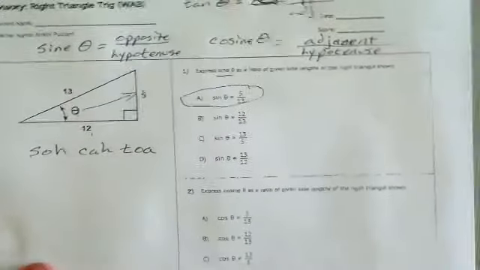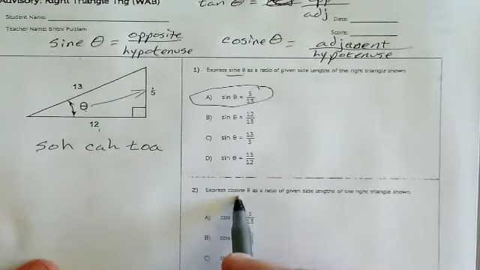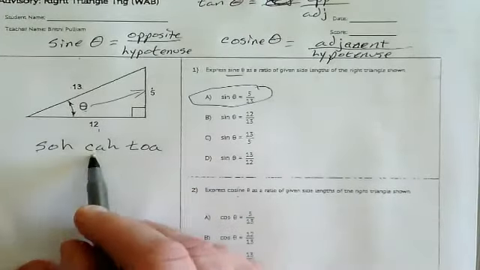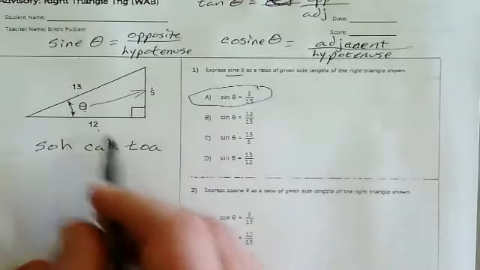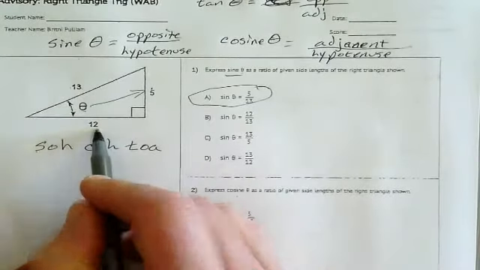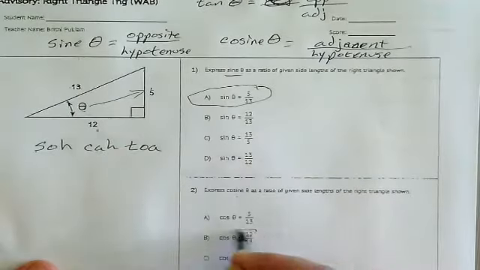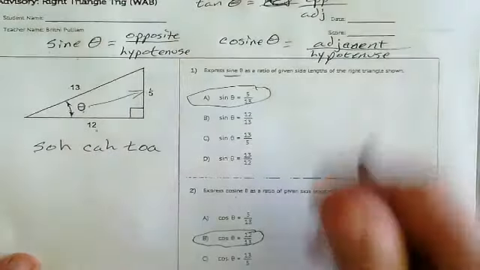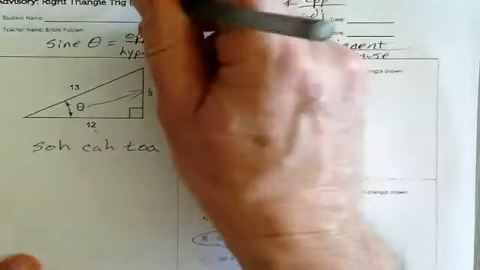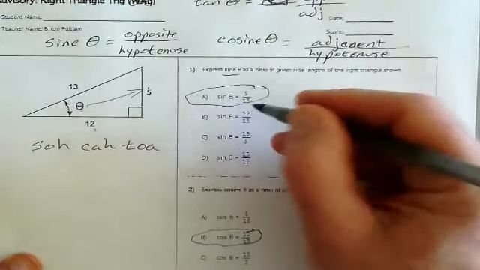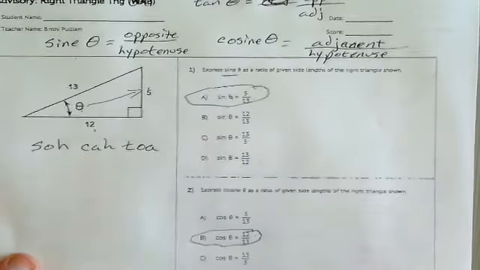On the second problem, they want us to express cosine. Okay, so cosine for this, cosine is adjacent over hypotenuse. This is opposite, that's the hypotenuse, so this must be the adjacent side. So that's going to be cosine is 12/13. So on these two, sine of theta is 5/13, cosine of theta is 12/13.